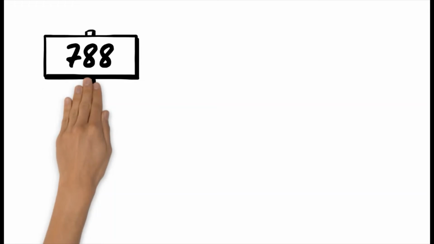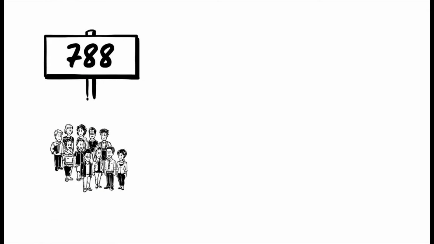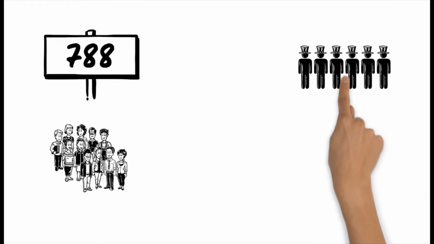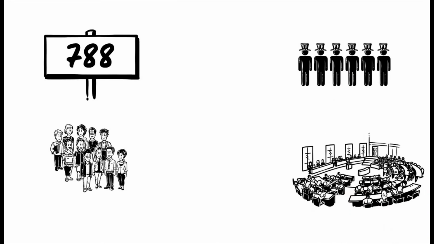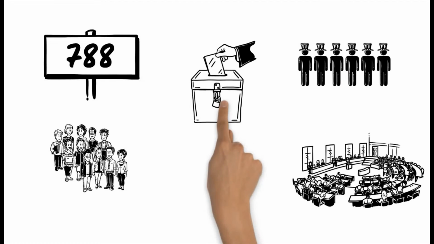The Electoral College comprises a total of 788 members of both the Houses of Parliament. Since all the electors are members of both Houses of Parliament, the value of the vote of each member of Parliament will be the same.